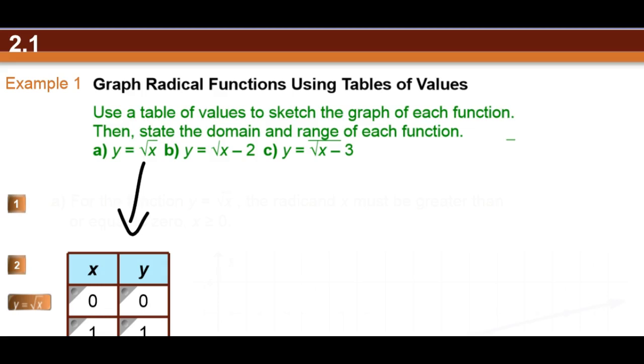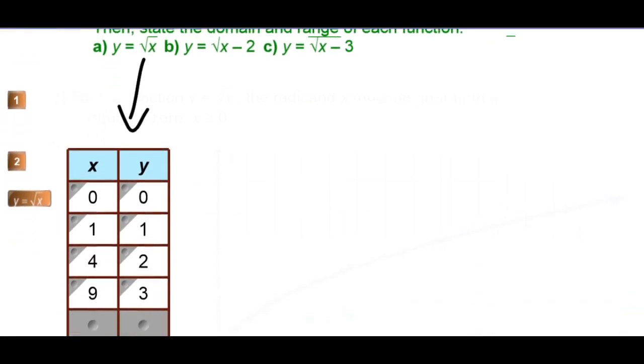Okay, so if I plugged in 0 for my x, the root of 0 is 0. If I put 1, the root of 1 is 1. Okay, if I put 4 in for my x, the root of 4 is 2. And if I put 9, the root of 9 is 3. So this is where my standard table comes from for my graph.